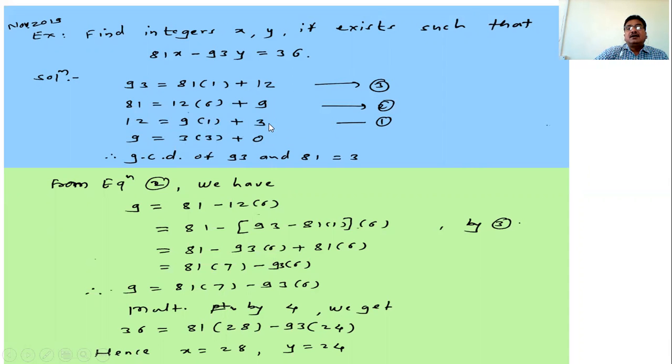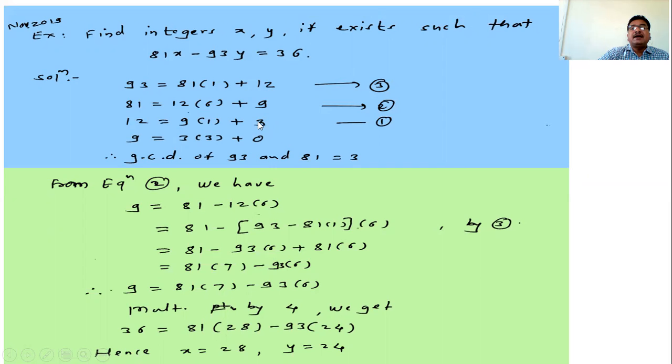Now number the equations: the second last equation as 1, the previous as 2, then the previous as 3. Use equation number 1 to find the value of 3. The value of 3 is 12 minus 9 into 1. So if we start from equation number 1, we have 3 in the form 81 into x minus 93 into y, but we have to express 36.